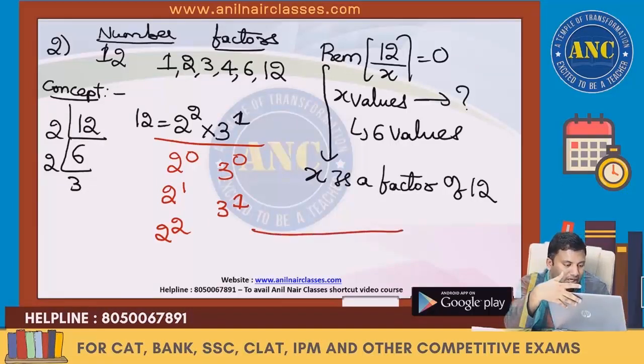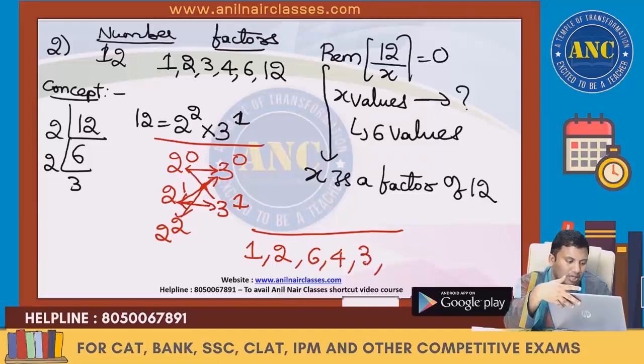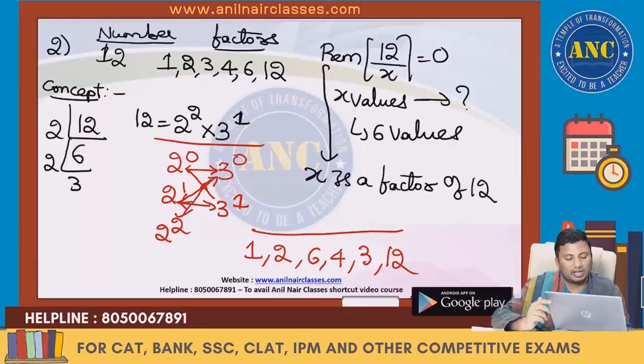Now if you see here, 2 power 0 into 3 power 0 gives 1, which is a factor. 2 power 1 is 2, so 2 into 1 is 2, a factor. 2 into 3, 6 is a factor. 4 into 1, 4 is a factor. 2 power 0 into 3 power 1, 3 is a factor. 4 into 3, 12 is a factor. Total 6 combinations I got.